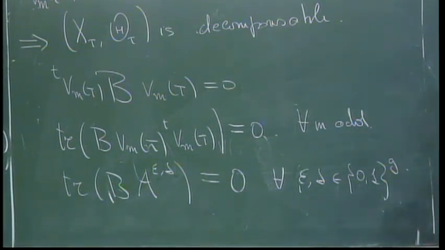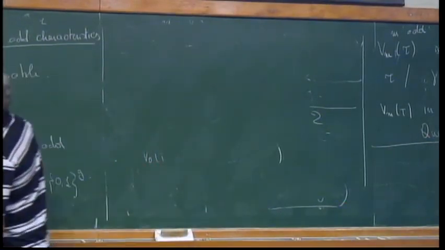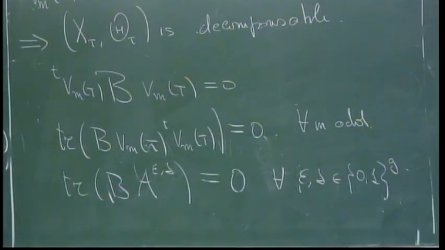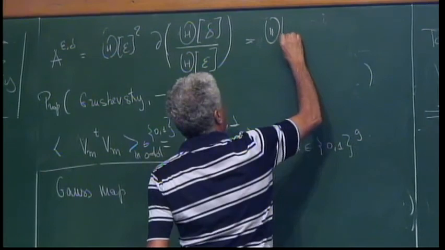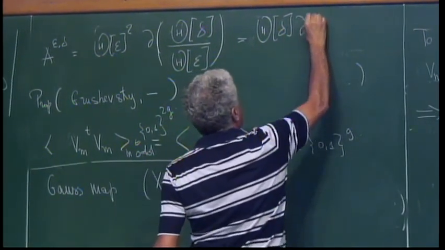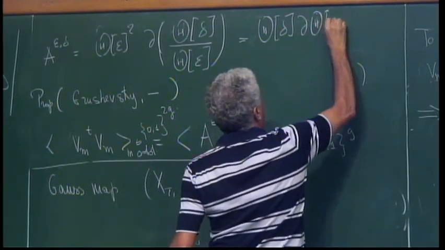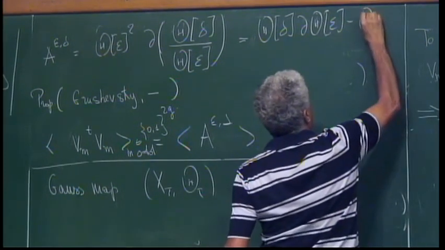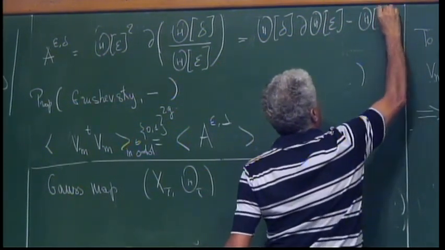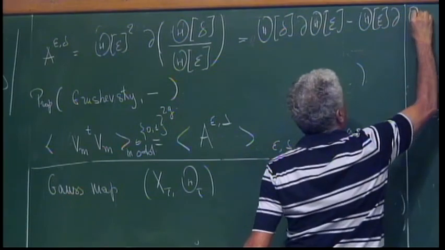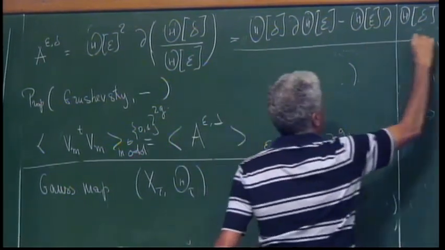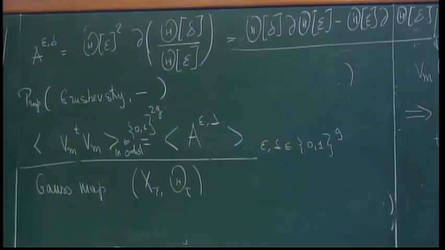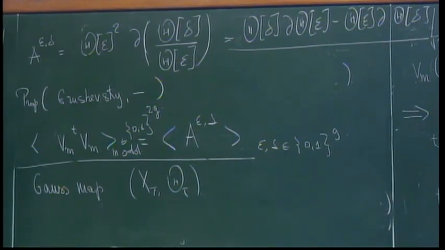Oh, sorry. First of all, let me recall. No, this I wrote is here. Yes. Okay, this is equal also to theta delta d theta epsilon minus theta epsilon d theta delta. This is a simple fact. And now I want to finish this.